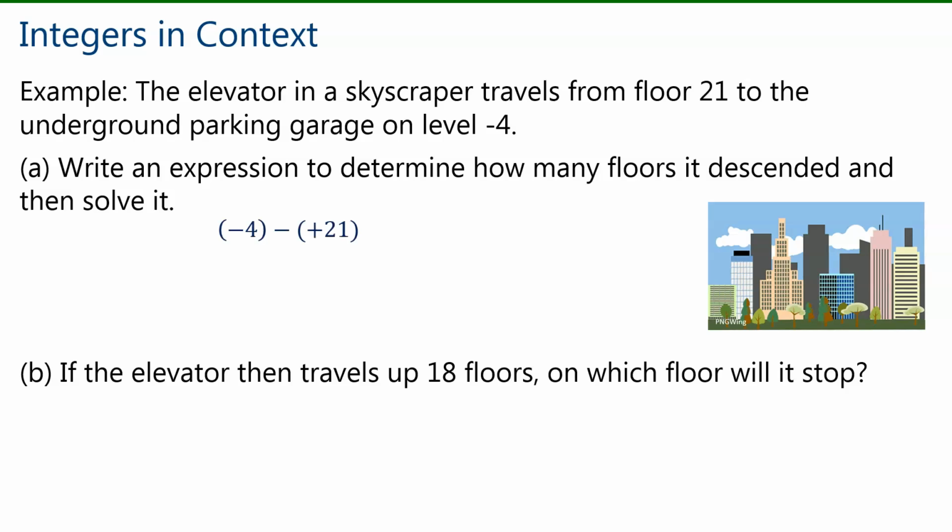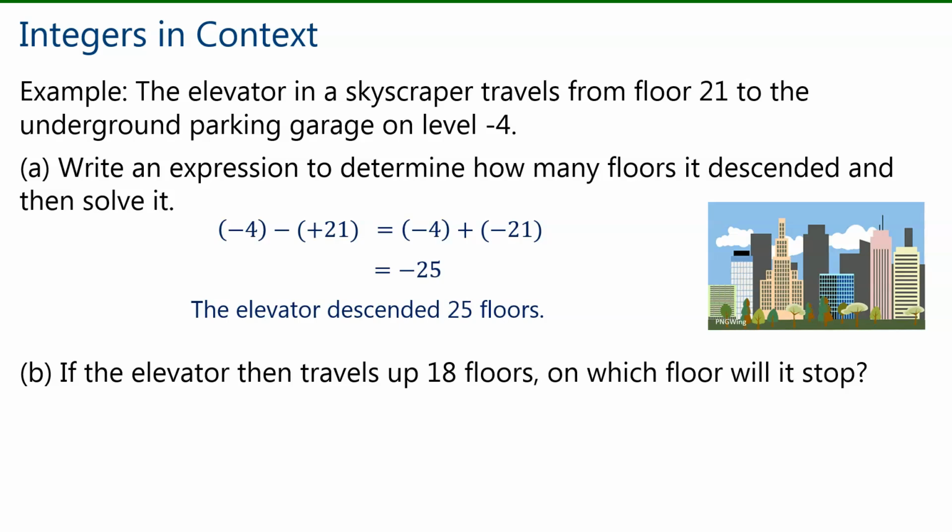-4 subtract 21 becomes -4 plus -21. Now adding these two negative integers together gives me -25. So now answering the question, I'll say that the elevator descended 25 floors.